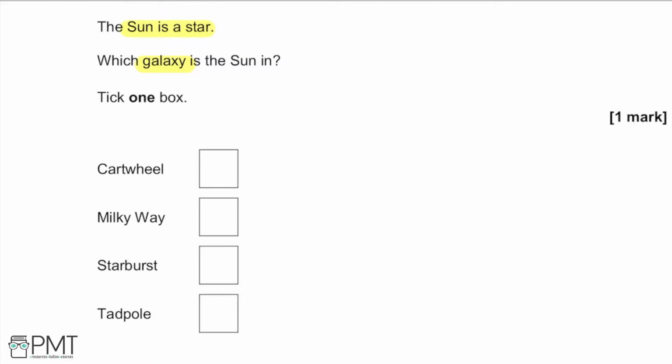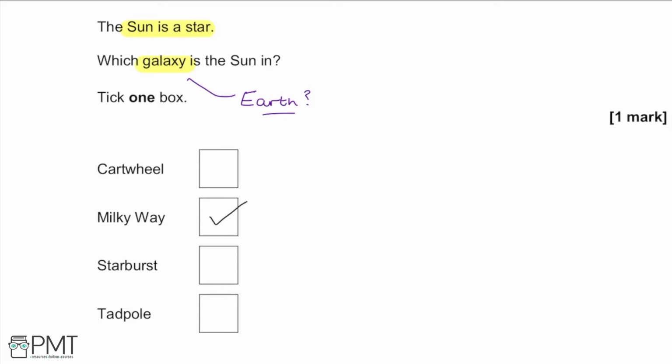So in effect, by asking what galaxy the sun is in, it's also asking what galaxy the Earth and all the other planets are in, which may make it easier for us to answer this question if we didn't know that in the first place. So this is also what galaxy is the Earth in. Hopefully this is just a piece of general knowledge that you probably know from outside of the physics course anyway, but the answer here is going to be the Milky Way.